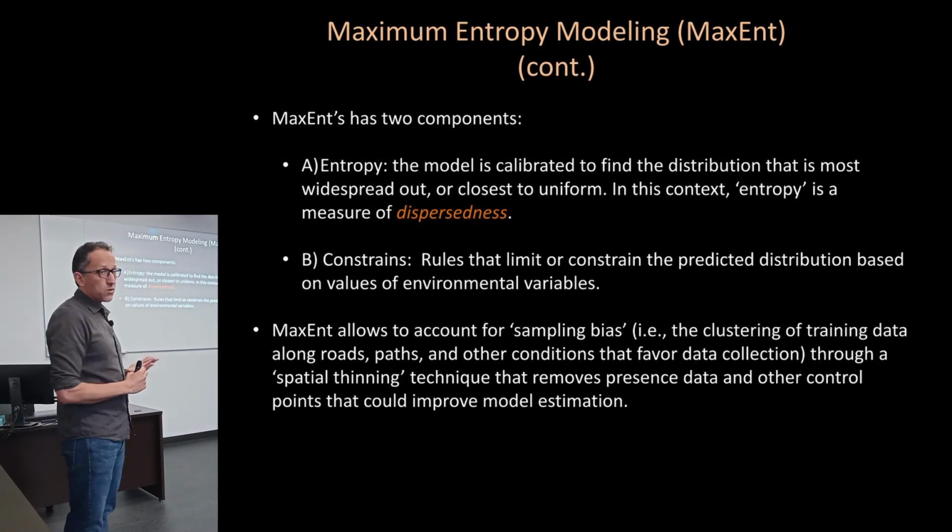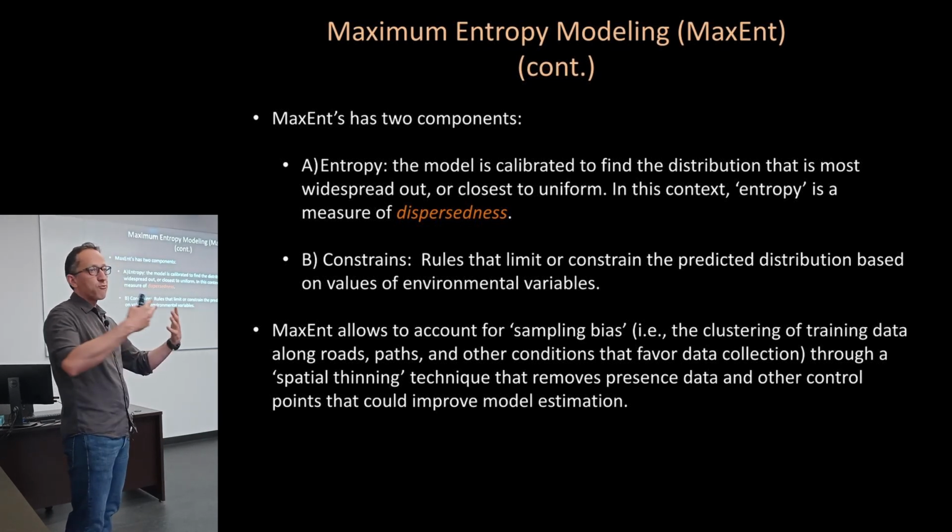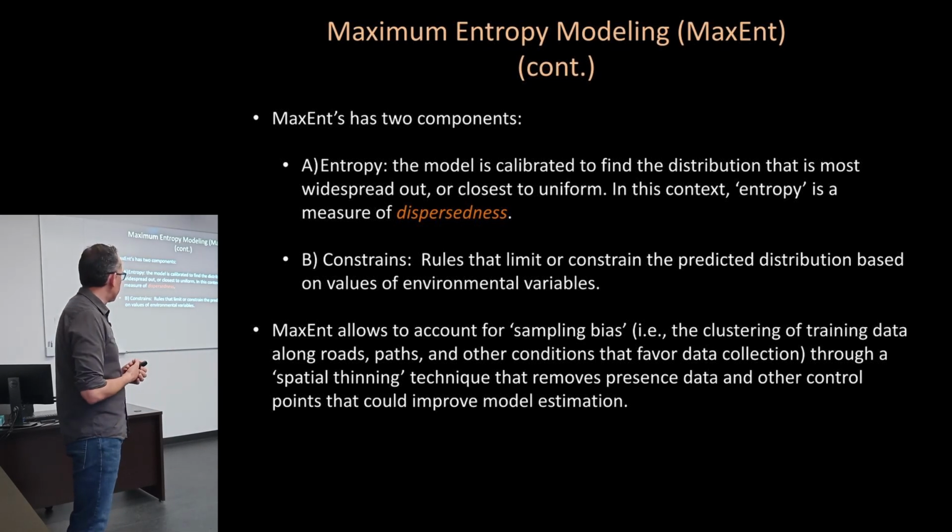So it has two components. One is called the entropy component. In the context of maxent, entropy is a measure of dispersion, a measurement of dispersiveness. And what the software or the model tries to do is maximize the distribution. So it's trying to create a uniform pattern for the distribution. That's this idea of dispersion, right? So how the species is dispersed over the landscape. So it tries to maximize the extent of that dispersion.